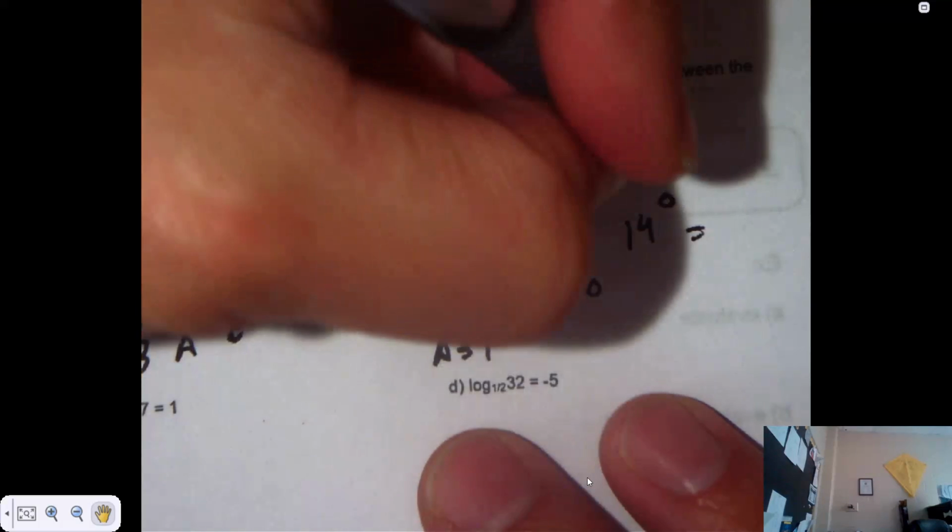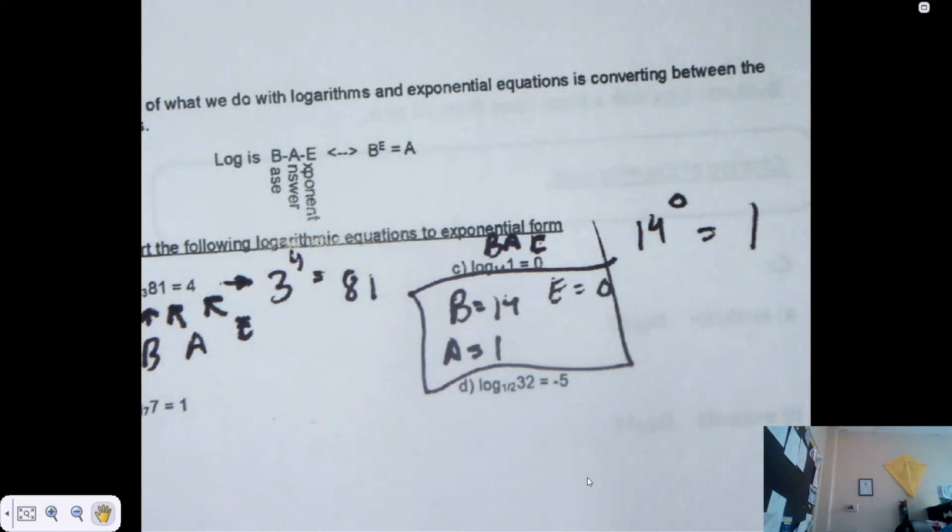It's not 14 in the first. What's the base? Base is 14. What's its exponent? 0. And what does that have to equal? That's why I'm writing all the letters down. Jump to D.